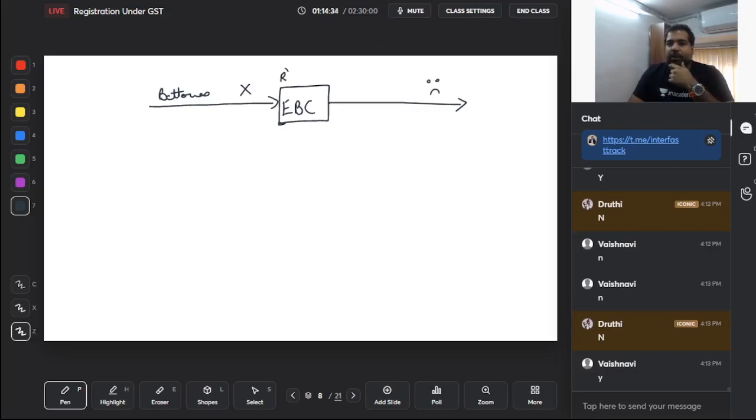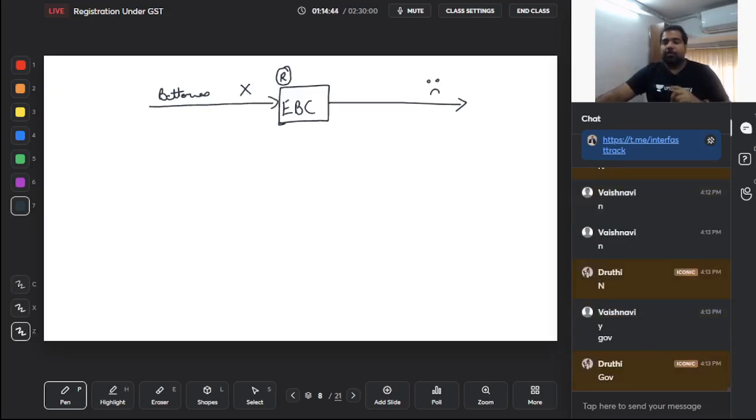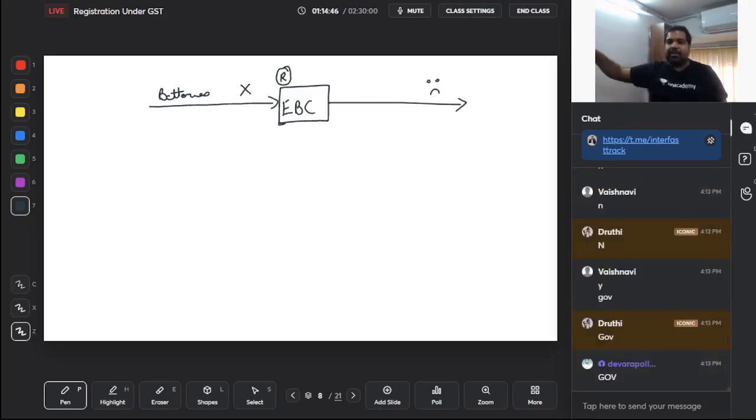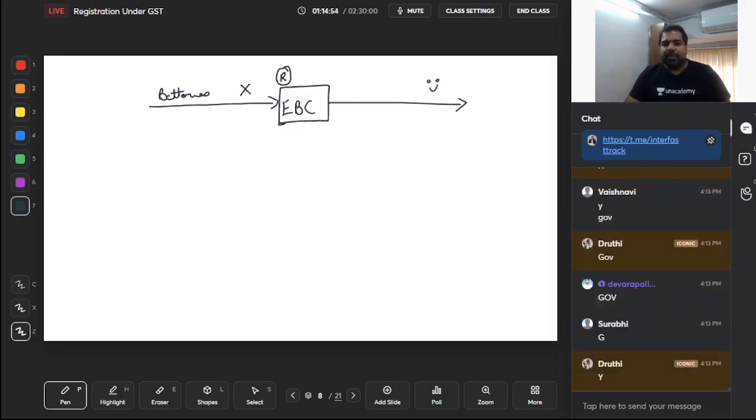Please tell me, when they put the sticker outside their showroom, there is someone who's very happy. Please tell me who's very happy today. The government. Why? Because from today onwards, every supply they make, will the government get GST? Yes. And from today onwards, everything that EBC buys, will they get credit? Yes. Guys, is this okay? Is the government happy? Yes, the government is happy.